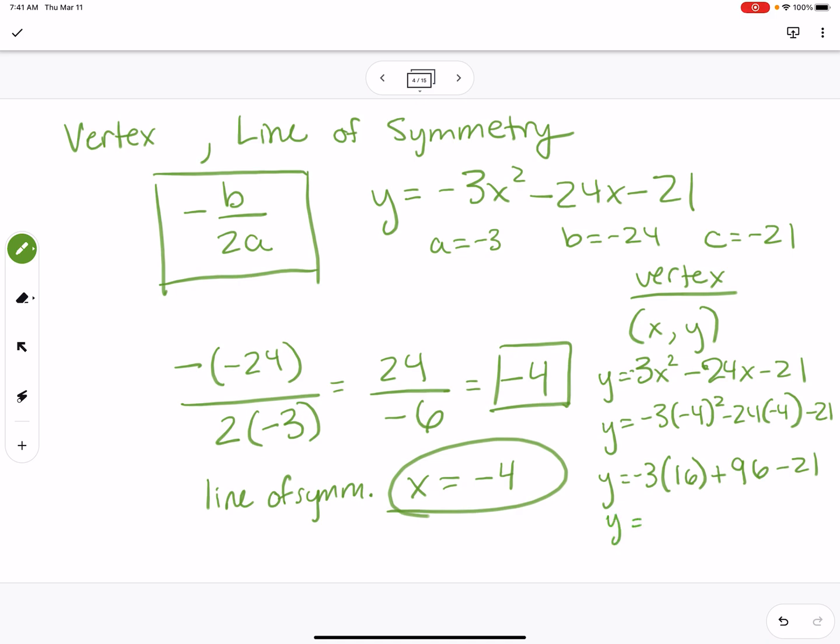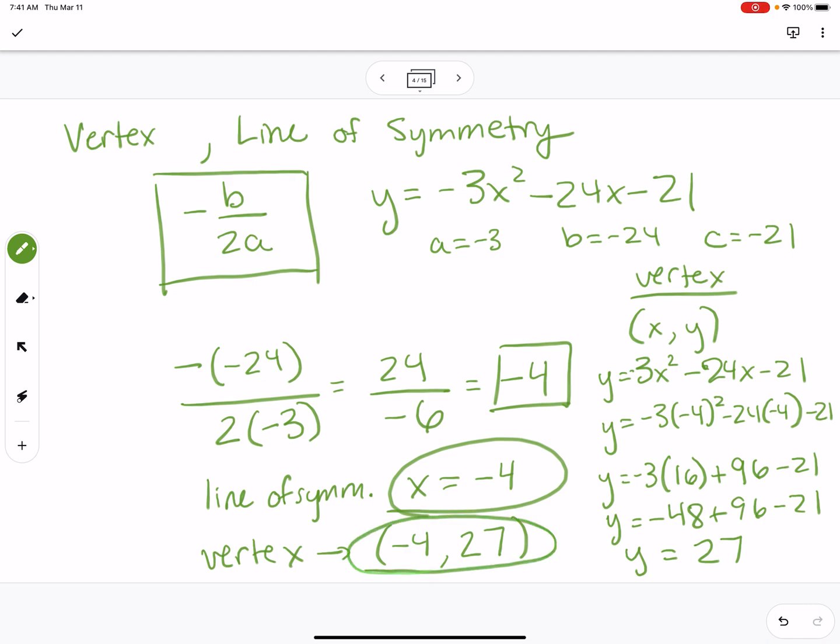So negative 3 times 16, that's going to give us negative 48 plus 96 minus 21. All in all, when we simplify this, we are going to get the y value of 27. So that means that my vertex, now that is my y value in my ordered pair. My vertex, I'm going to keep the negative 4 that I found way back when, and now our y value will be 27. And voila, we have our vertex and our line of symmetry. And that is learning target 5.3.1. Good job, guys.